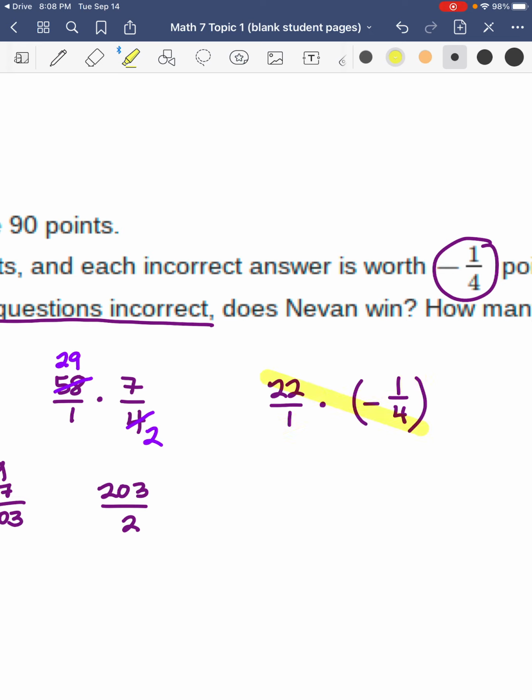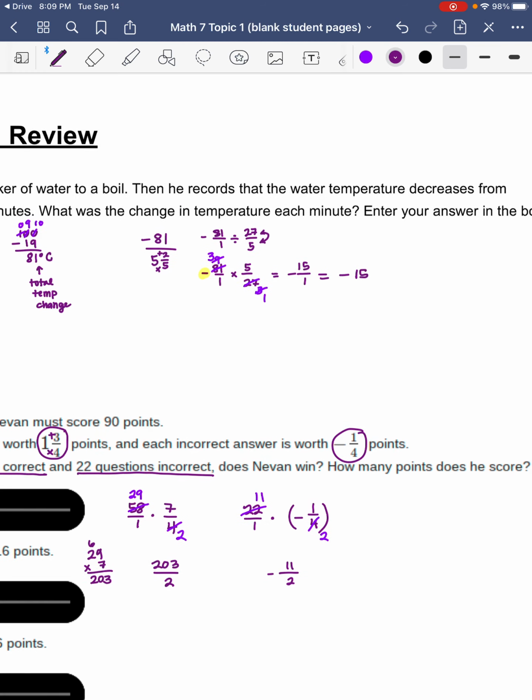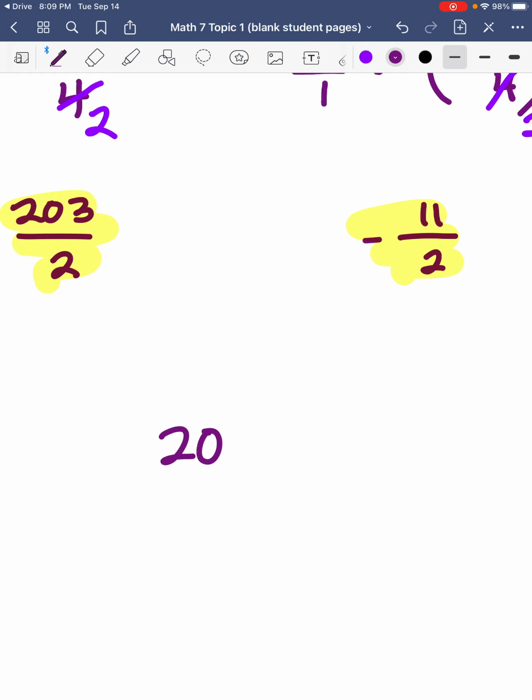What about 22 and 4? Well, they're both even numbers, so let's try 2. 2 goes into 4 2 times. 2 goes into 22 11 times. 11 and 2, I can't reduce any further, so I am ready to multiply. So we have 11 times 1, which is 11, and then we have 1 times 2, which is 2, and remember, it needs to be negative. So now we're just going to combine our two products, 203 over 2 and -11 over 2. So we have 203 over 2 minus 11 over 2.